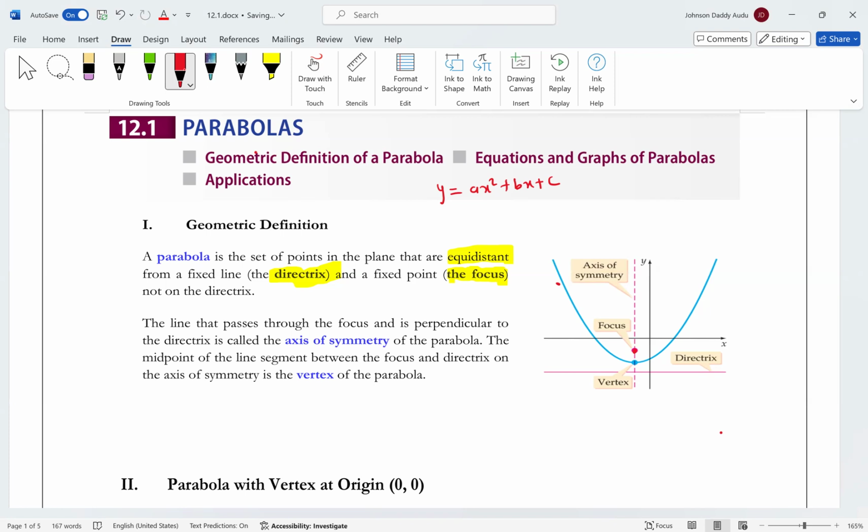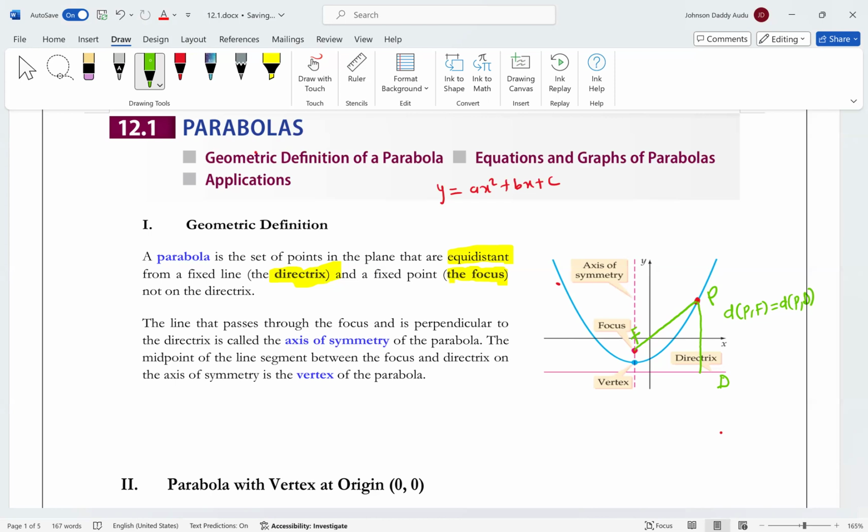So if you take a point anywhere on the parabola, what this is saying is that the distance from this point, so this is our point P, to this focus, call this focus F, and this line, call it D, this distance must always be the same. In other words, the distance between P and F is going to be the distance between P and D. So this is always true for a parabola.